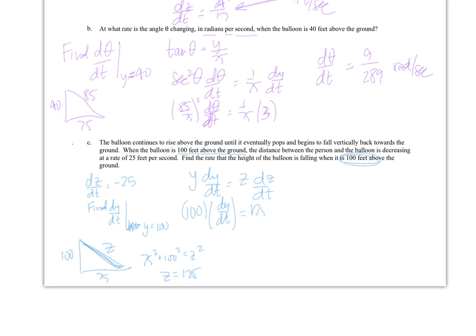Let's try that again. And then we have dz/dt. dz/dt is negative 25. Solving this for dy/dt, we should get negative 125 over 4. And the units on that should be feet per second. Okay, again, please come in with your questions if you have them.